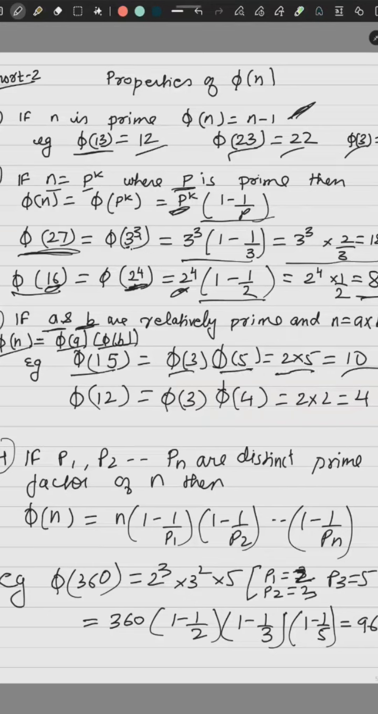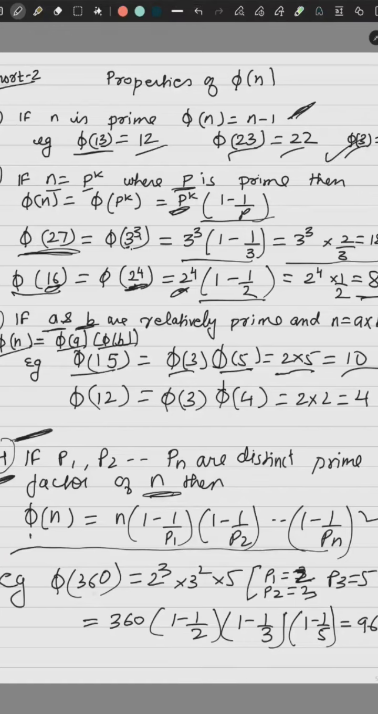Now the last and very important property, most of the time I will be using this property while doing Euler's theorem. If p1, p2 up to pn are the distinct prime factors of n, then phi of n is given by this formula. This property and the first property are very useful.